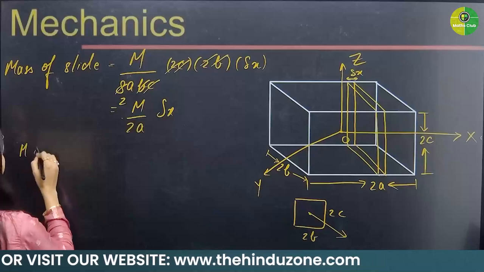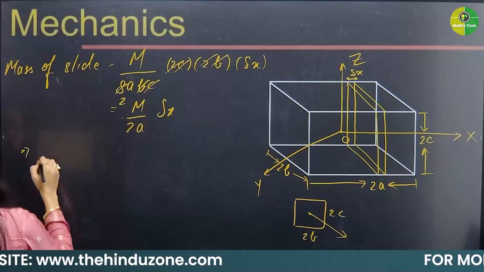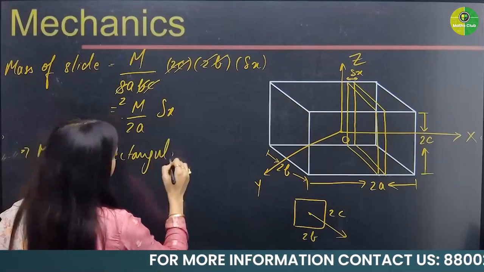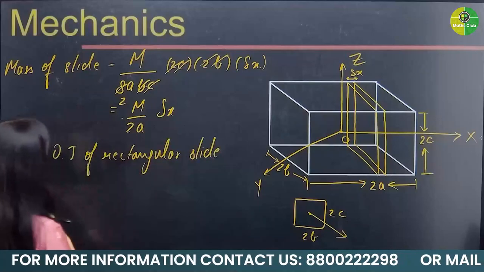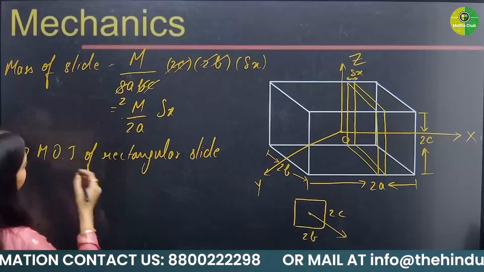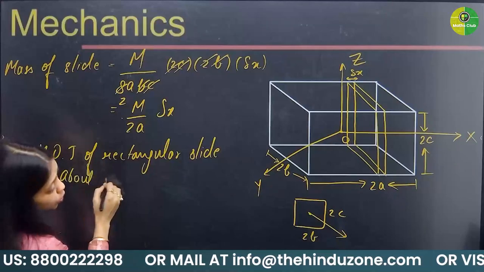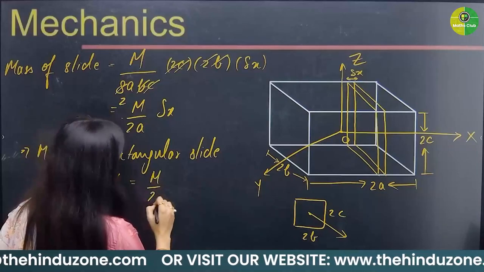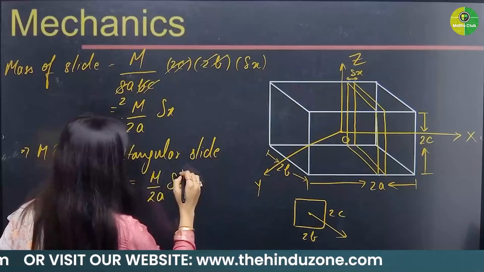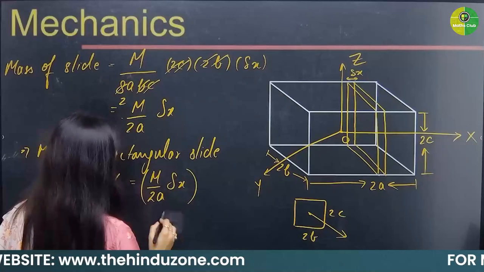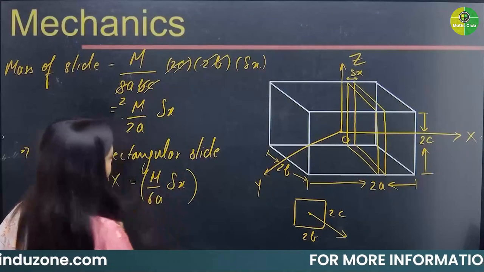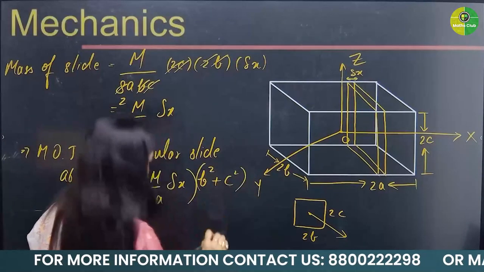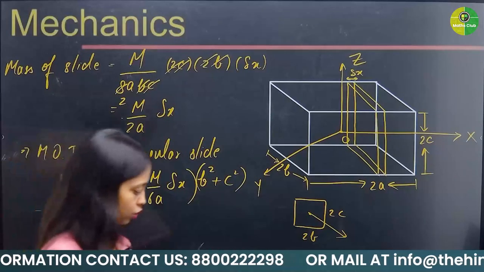So the moment of inertia of this rectangular slice about OX is, so mass is this, M by 2a del x, so M by 6a del x times (b square plus c square). This is your moment of inertia.